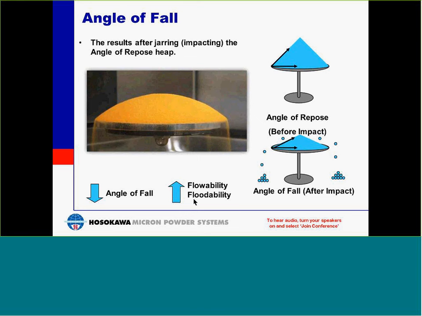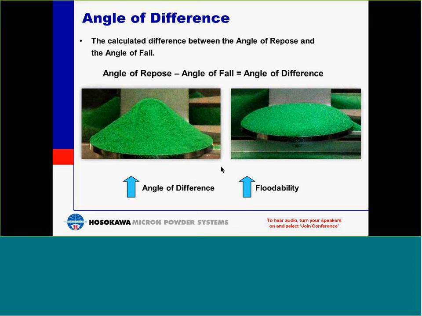And what about these different features and attributes and how they can affect the use and how you need to handle the product? This particular screenshot shows the angle of difference. What's nice about this is it gives you a clear picture as to angle of repose versus angle of fall, and it's clearly defined just by merely shocking that particular platform three times, you change how that powder heap is. So, the angle of difference, if it's high, has a greater flexibility aspect.